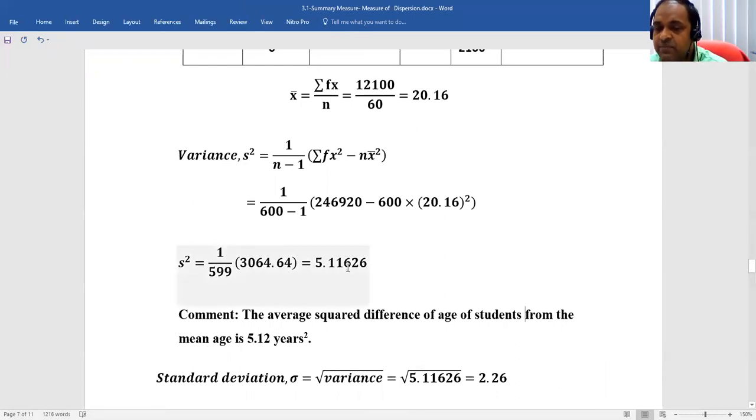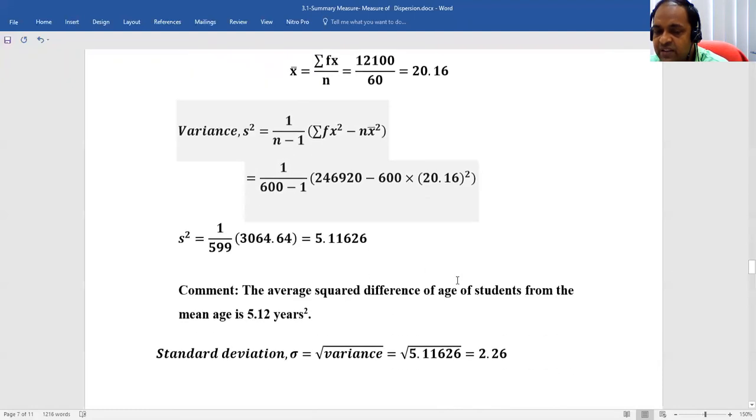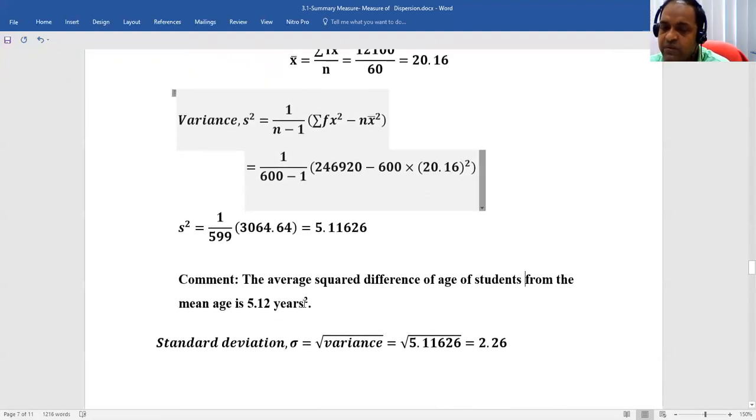Because remember that variance is a square difference. When you have the unit, you have to give the square. Don't forget, when there is a unit in the data, you have to give the unit square. If the weight of the student is in kg, the difference will be kg square. So this is the unit. This is why you mostly use the standard deviation.